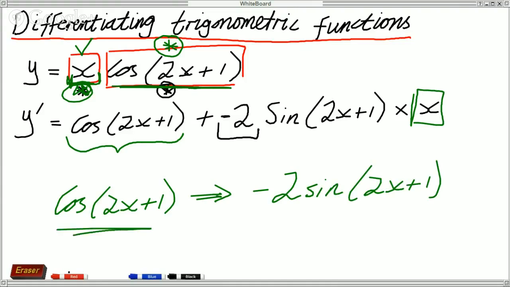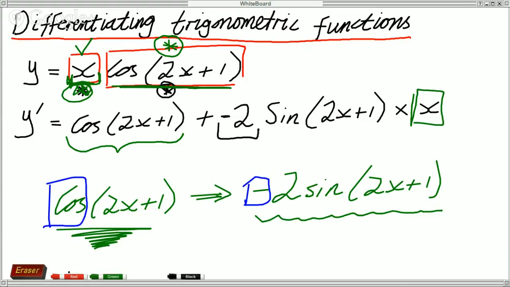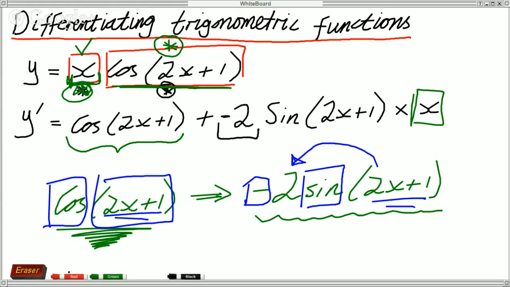And that's the trigonometric part. If we differentiate this, it will turn into this. Cos will turn into negative sine. This function here stays the same, but we have the derivative of this out the front. We have the derivative out the front. So let's have a look at another one.